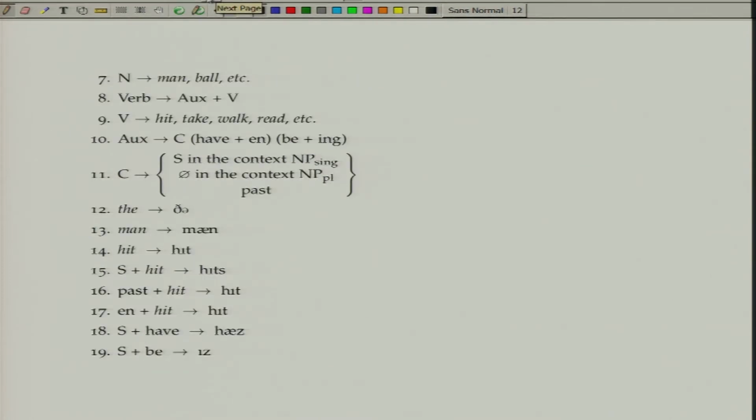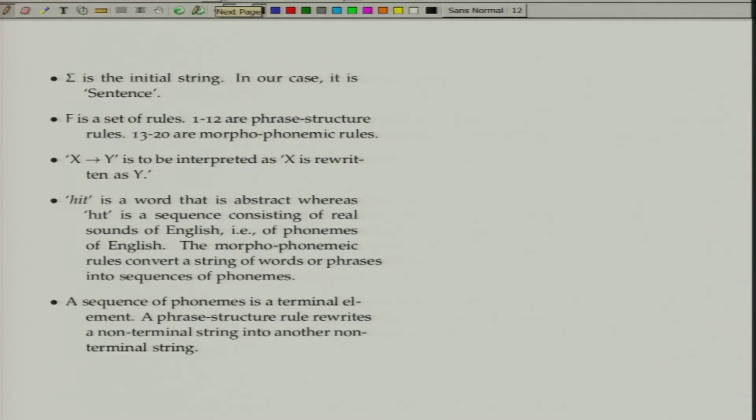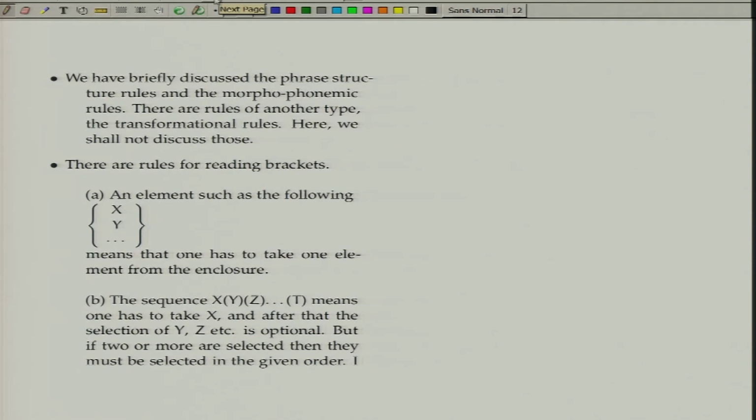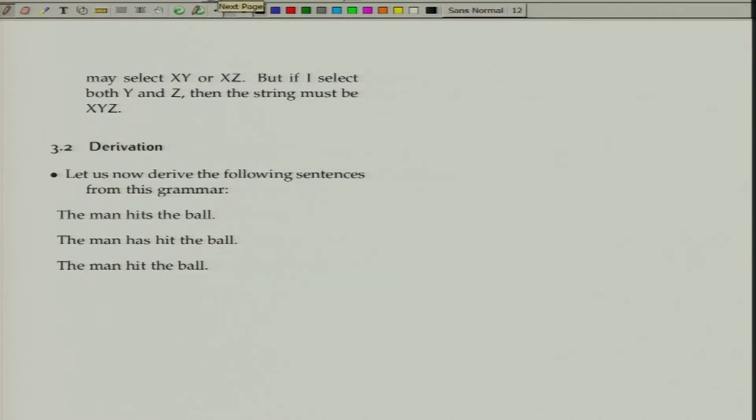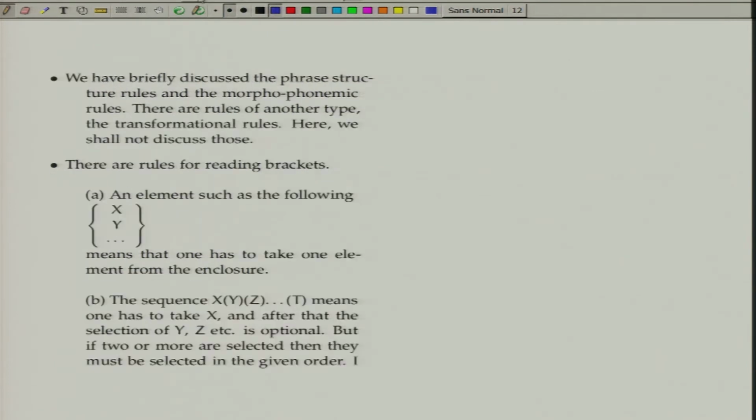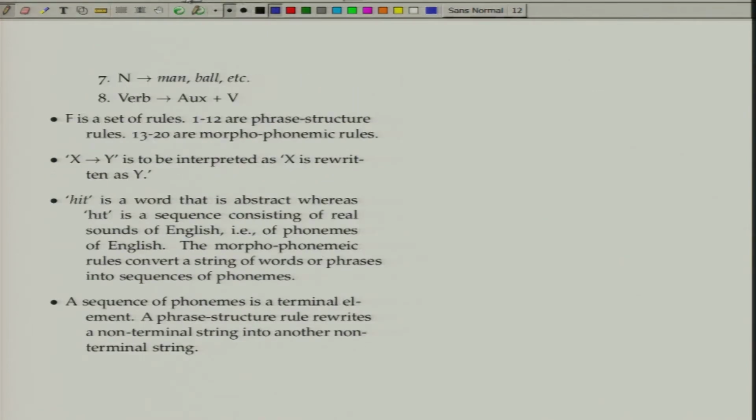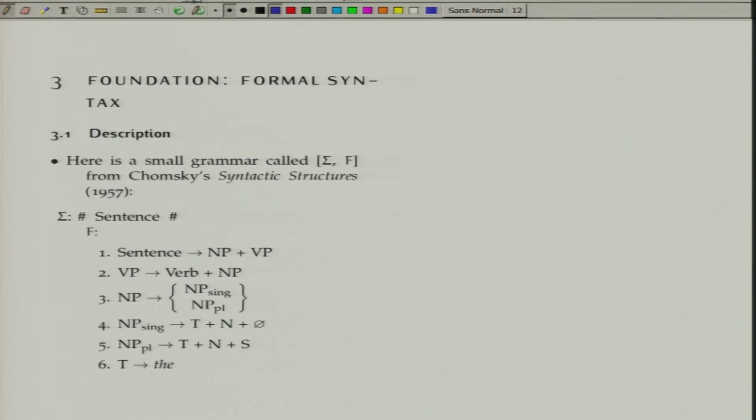generate another string. Now, we can concentrate on, say, a sentence like "the man hit the ball." We can see that this is the past formation, right? This is the past tense of hit. How can we generate this sentence by using our grammar? We go back and now we show the generation.